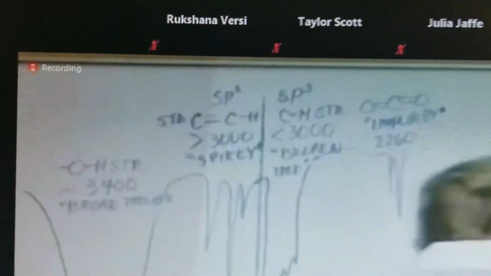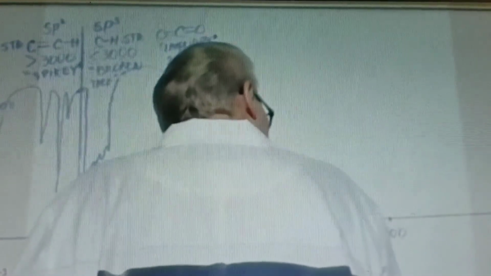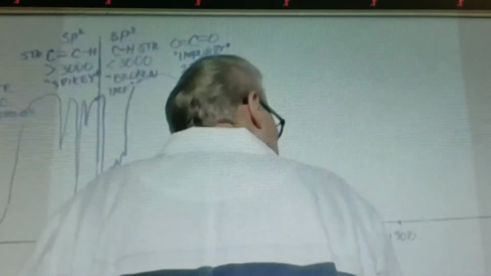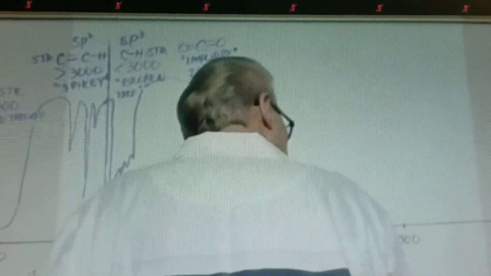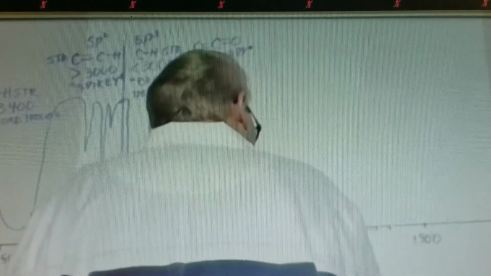Now, at 2,000, let's do this, 15, 16, 17, 16, 17, 18, 19, we're good.